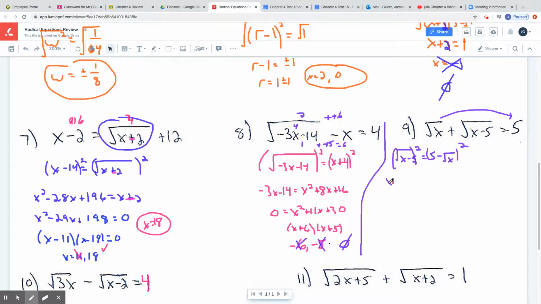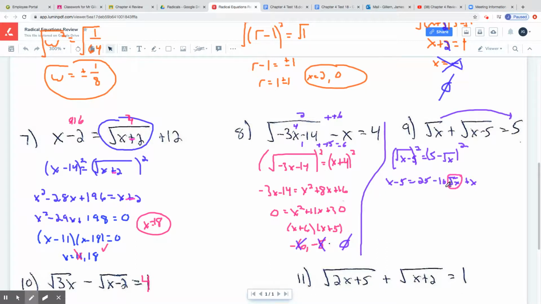So that's x minus 5 when I square that. Square 5 is 25. Get 5 root x, which is going to be 10 root x. And then you square the square root of x, which is just going to be x. All right. So now I'll change colors here. I want to get this by itself.